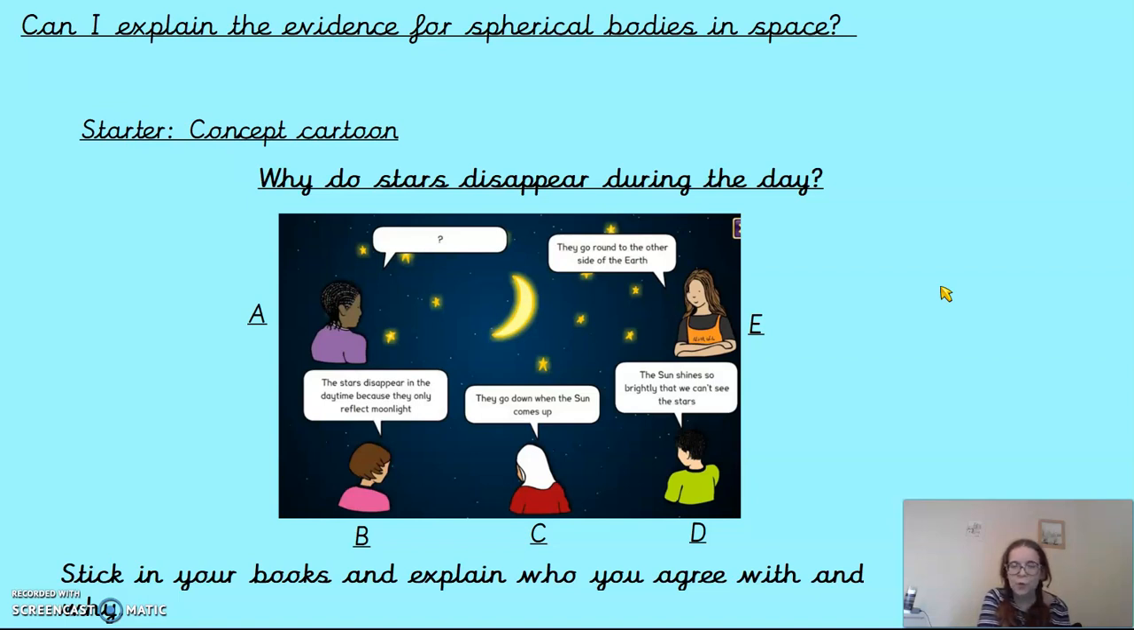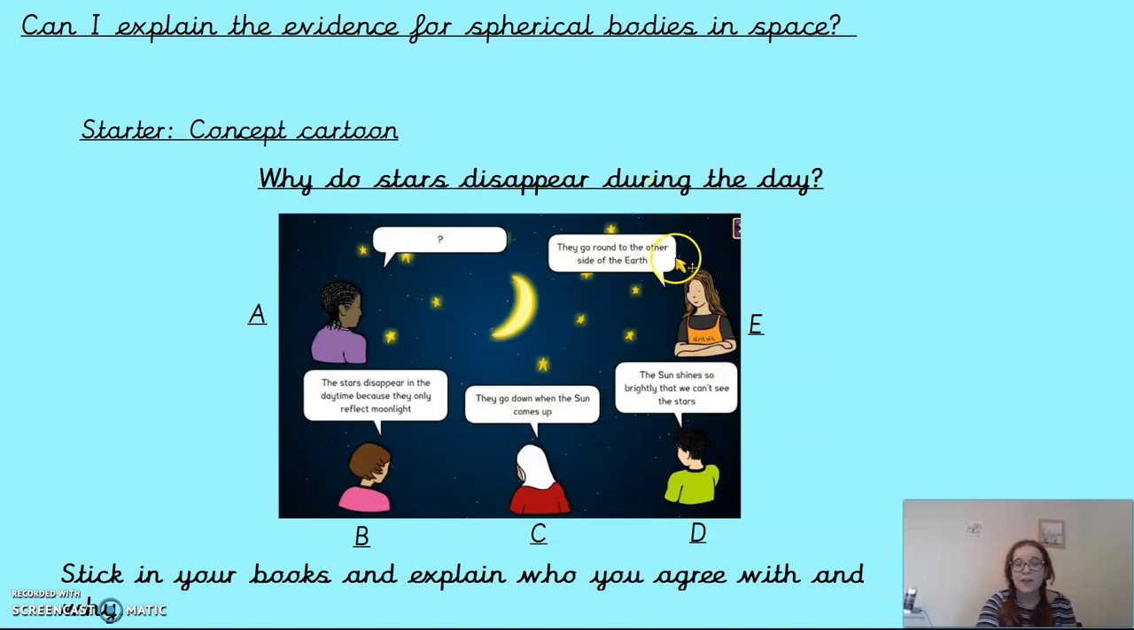Okay, welcome back. I wonder which one you agreed with. Now, I'm going to say that the one who is correct is D. The sun shines so brightly that we can't see the stars. Now, I know this to be a fact because I know that stars, and we've talked about this in class, are great big balls of gas, just like our sun, which is also a star. So it generates its own light. So it can't be B because it's not reflecting moonlight. It's got its own light.